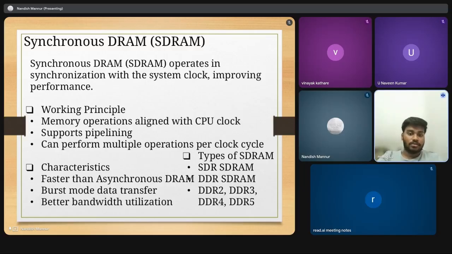So there are some types of SDRAM. The first one is SDRAM, which transfers data once per clock cycle, and next is DDR SDRAM, which transfers data twice per clock cycle. After that we have DDR2, DDR3, and DDR4, up to DDR5. Each newer version offers higher speed, lower power consumption, and better efficiency than the previous one. So today modern computers mostly use DDR4 and DDR5 memory.